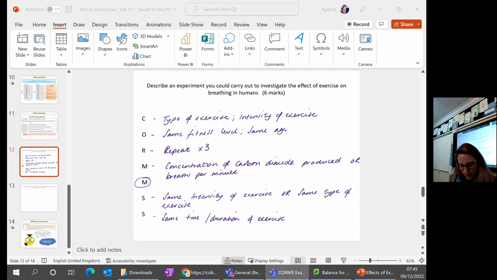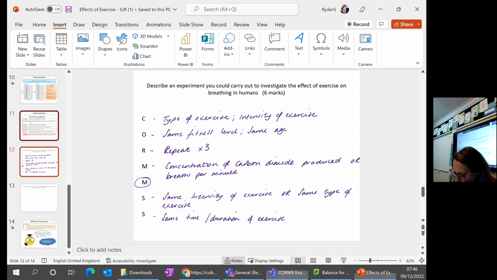Good morning. As promised, I said I was going to go through some exam practice to help you revise for your respiration test. One of the big things that will come up from now on in your assessments are practical questions. And we call these CORMS questions because that's how you should set out your answer.